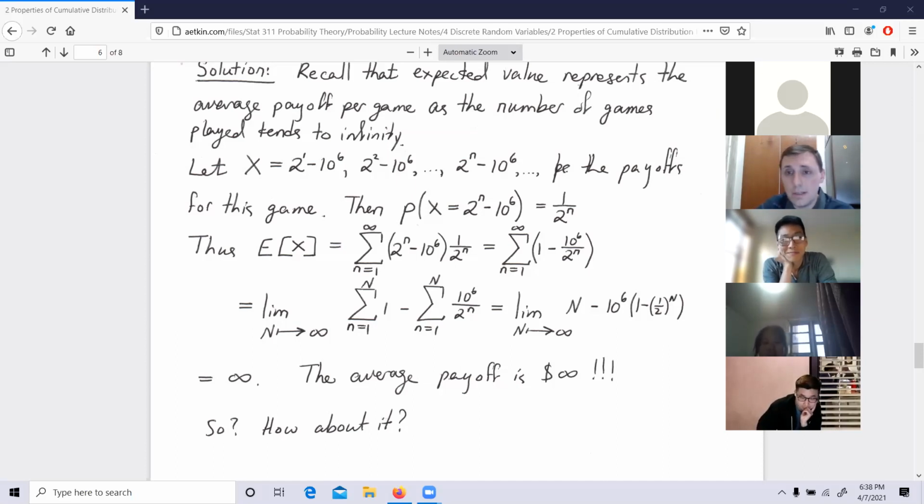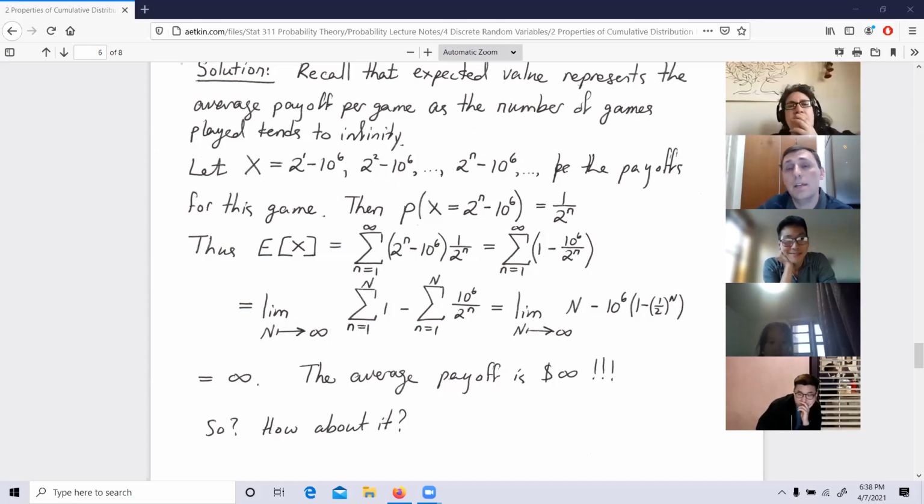What it means in practice, I suppose, is that if you play many games, you will see that your average earning per game is just growing, right? So at some point you will see that you play enough and, wow, I'm making $1 million every time I play this game on average, and later I'm making a billion every time I play this game if I play it long enough. You understand?